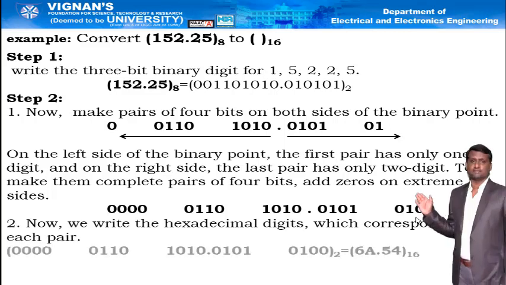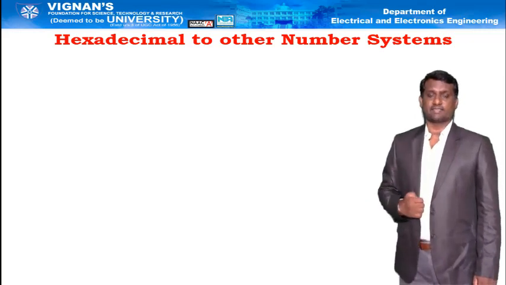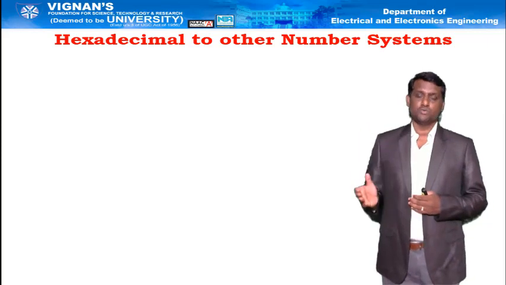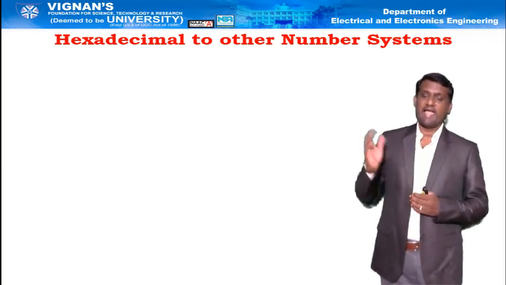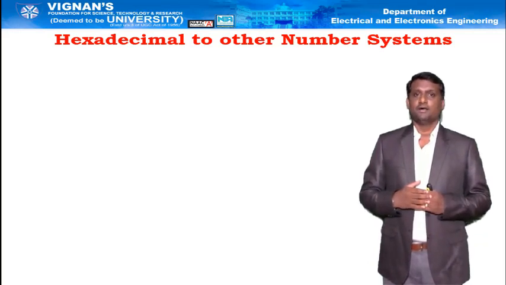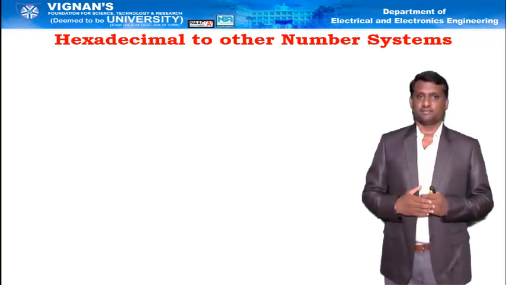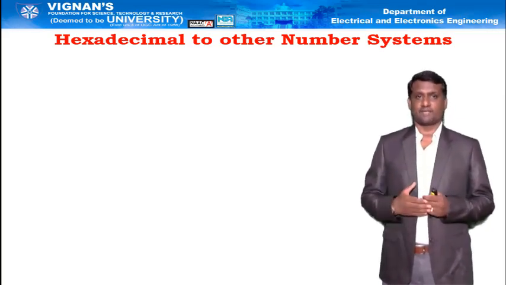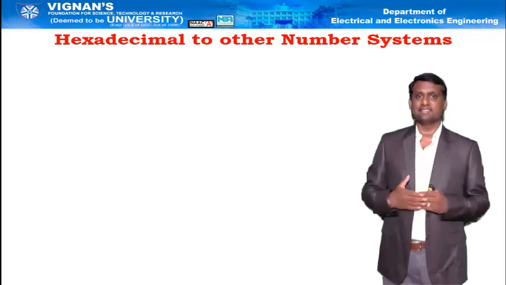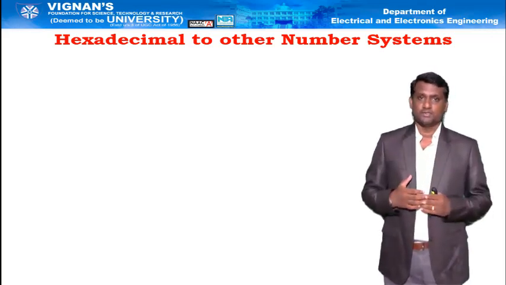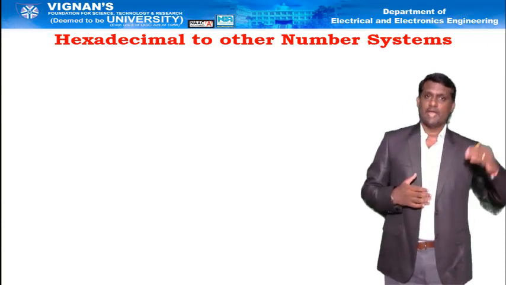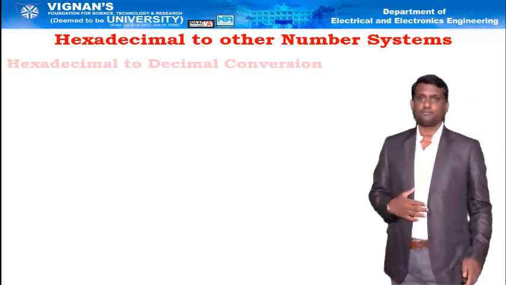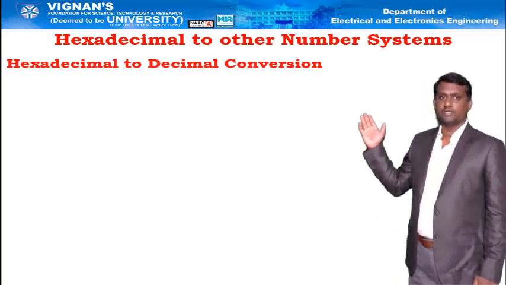Then its equivalent. The next one is hexadecimal to other number systems. So far we have observed decimal to other number system conversion, binary to other number system conversion, octal to other number system conversion. The next one is hexadecimal to other number system conversion. That means now we have a base 16 system, we need to convert into base 2, base 10, base 8 system. That we will see one by one. First one is hexadecimal to decimal conversion.